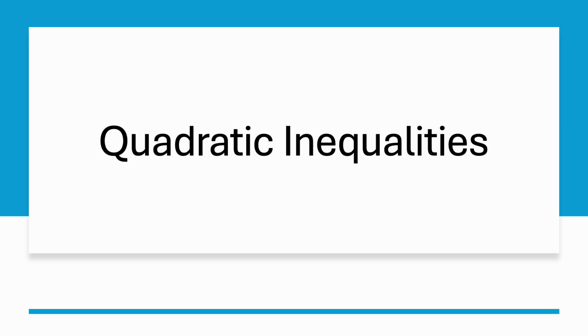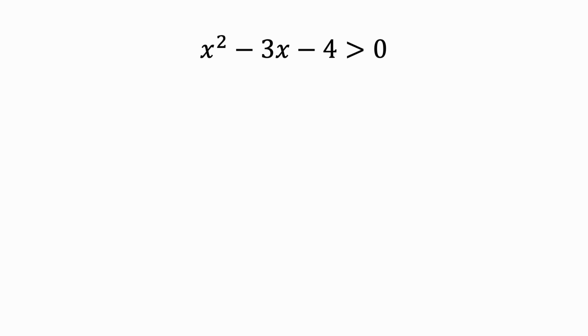So let's start with quadratic inequalities. Let's look at this one here: x squared minus 3x minus 4 is greater than 0. Whenever we see an inequality like this, the first thing I like to do is change the greater than to an equals to. So x squared minus 3x minus 4 is equal to 0. And then we would factorize here, as we would.